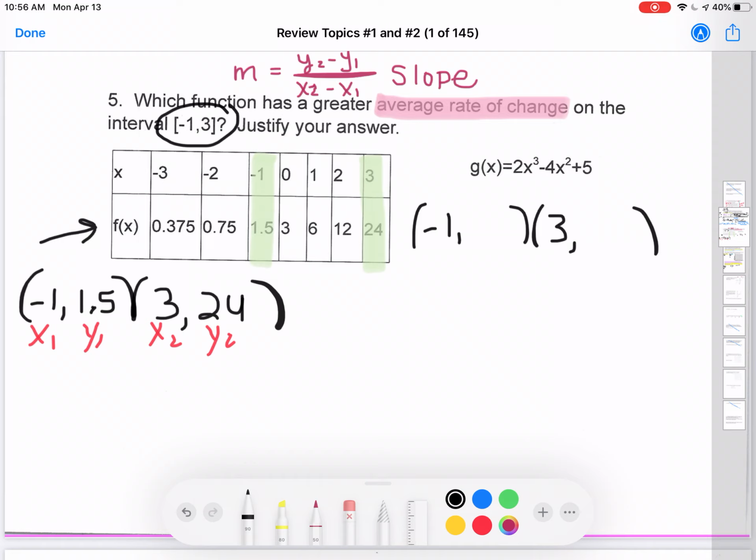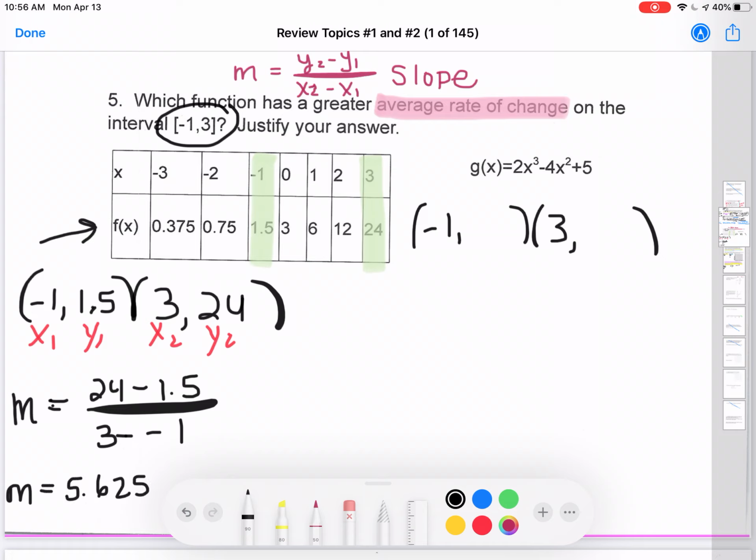Okay, so we have m equals 24 minus 1.5 over 3 minus -1. And we got 5.625.